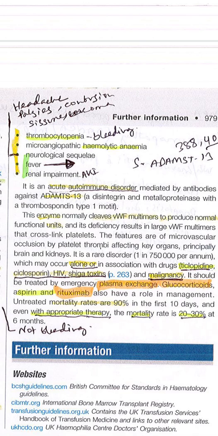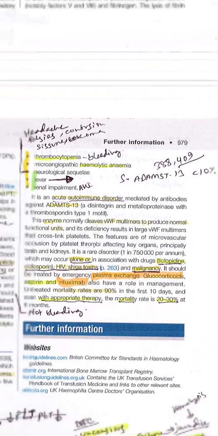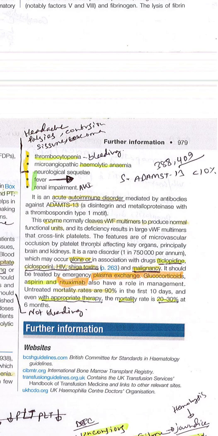And also serum ADAMTS13 activity will be less than 10%. What is ADAMTS13? ADAMTS13 is a protein that breaks von Willebrand factor multimer into small functional units. If antibody is produced against ADAMTS13, the function will be lost. That means von Willebrand factor multimer will be present in the blood. It is an acute autoimmune disorder. It can occur alone or associated with ticlopidine, cyclosporine, HIV, Shiga toxin, and malignancy.